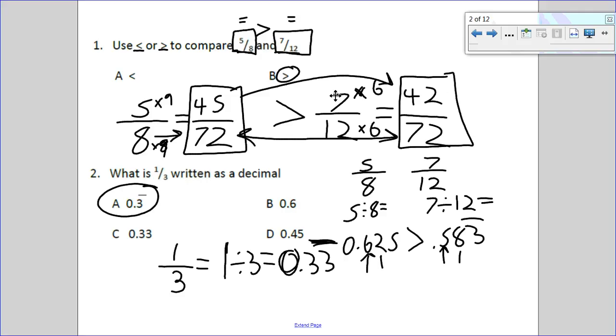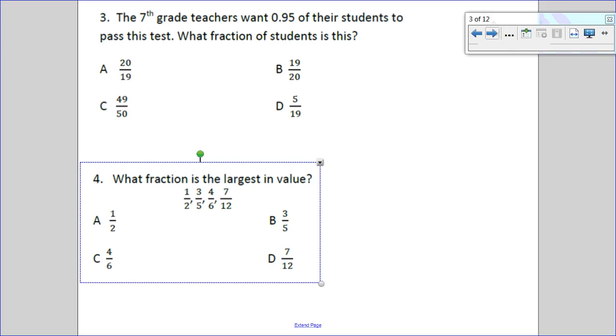You just divide the top by the bottom, or the numerator by the denominator. Okay, so number 3. 7th grade teachers want 0.95 of their students to pass the test. What fraction of students is this? Well, okay, so we know we have 0.95. We know that's the tenths place, and that's the hundredths place.